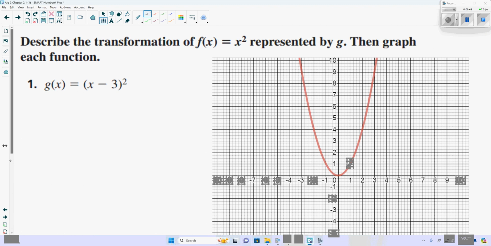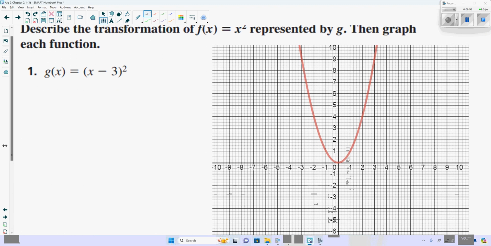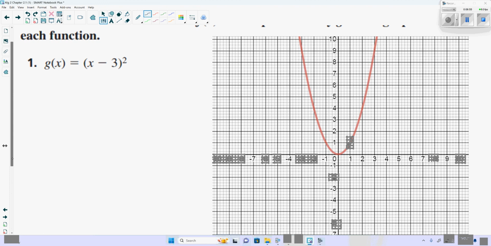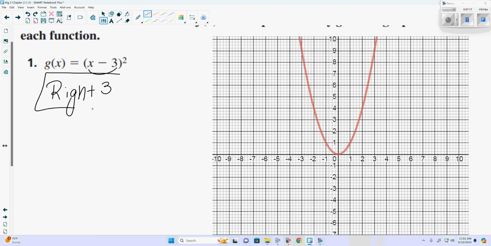Let's look at this one here. So we want to describe the function, the transformation, how we got from x squared to x minus 3 squared. Well, if we look at x minus 3 squared, the only thing we have is the minus 3 inside the parentheses, which means we're moving to the left or to the right. We would go right 3, because left and right is the opposite of what we think. Since it's minus 3, we could normally think left 3, but it's actually right 3. So that's the only movement that we have.